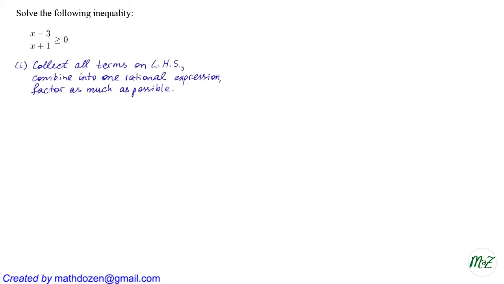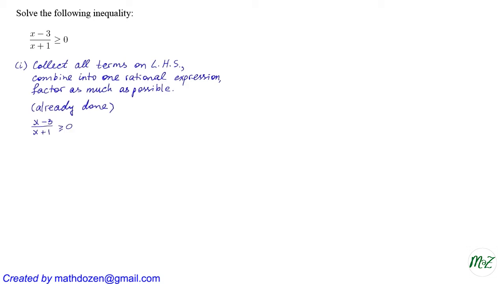In this example, we're going to solve a non-strict inequality, where we have (x minus 3) over (x plus 1) being greater than or equal to 0. So to get started, we double check that all the terms are on the left-hand side and everything is combined into a single rational expression. So that was already done.